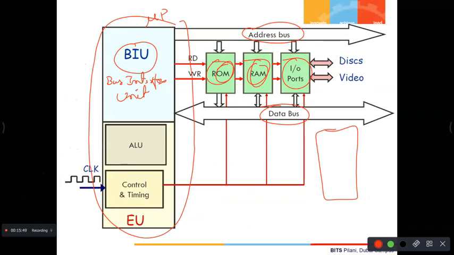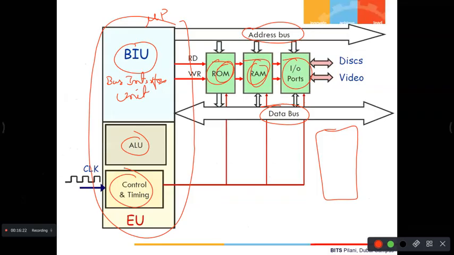Then your microprocessor also has a unit called the arithmetic and logic unit. This arithmetic and logic unit does arithmetic operations and logic operations, and you all know what arithmetic and logic operations are, right? And see some more things here. You have this control and timing. This entire operation has to be controlled, right? What is the meaning of control?